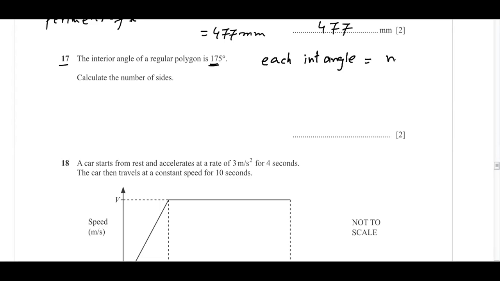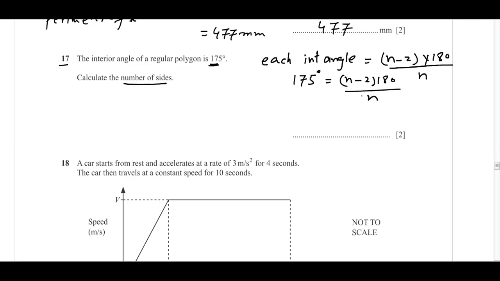The formula is (n minus 2) times 180 over n, where n is the number of sides. So use this formula. Each interior angle is 175, so 175 equals (n minus 2) times 180 over n. The main thing is to find the number of sides n. Take this n to the other side, it becomes 175n equals 180 times (n minus 2), so 180n minus 360.